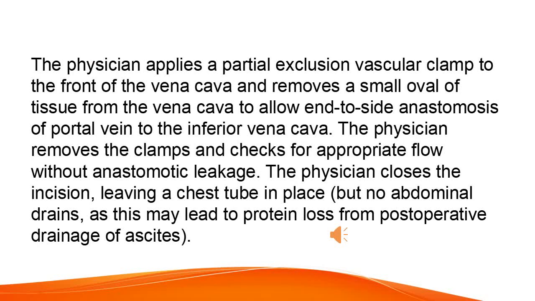The physician applies a partial exclusion vascular clamp to the front of the vena cava and removes a small oval of tissue from the vena cava to allow end-to-side anastomosis of portal vein to the inferior vena cava. The physician removes the clamps and checks for appropriate flow without anastomotic leakage. The physician closes the incision, leaving a chest tube in place, but no abdominal drains, as this may lead to protein loss from postoperative drainage of ascites.